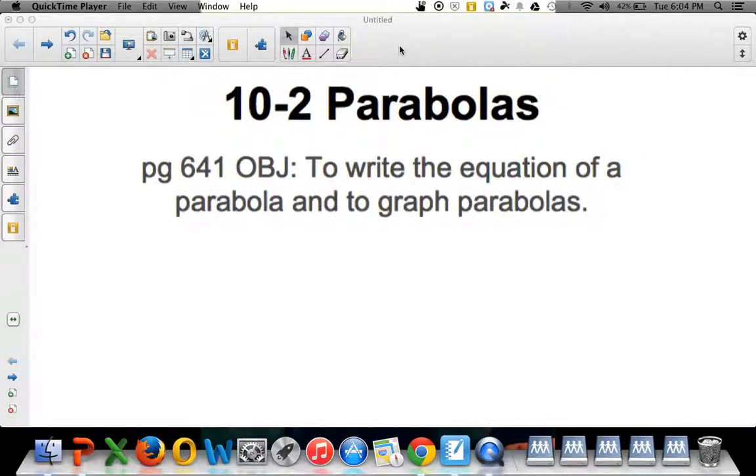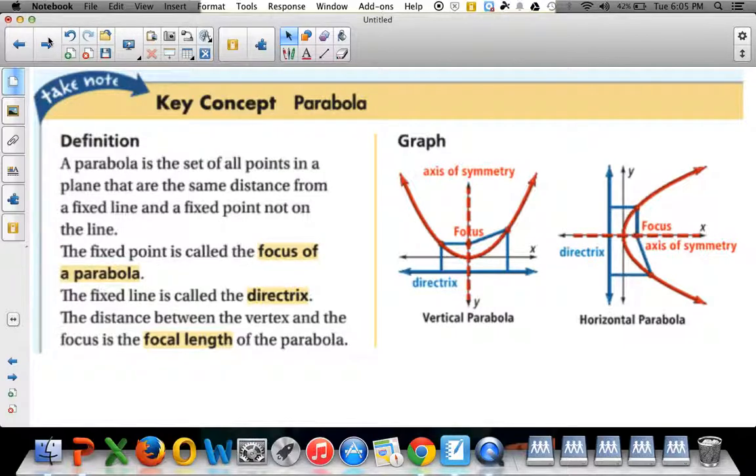Today we're going to work on 10-2 parabolas, to write the equation of a parabola and to graph parabolas. This is what a parabola looks like. This is a vertical parabola. This is a horizontal parabola. Vertical parabolas can open up or down. Horizontal parabolas open left and right.